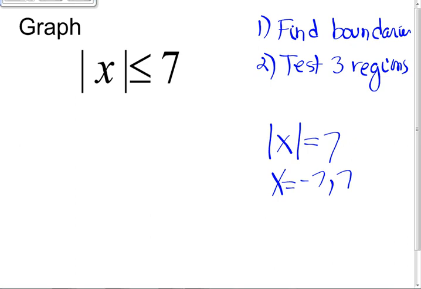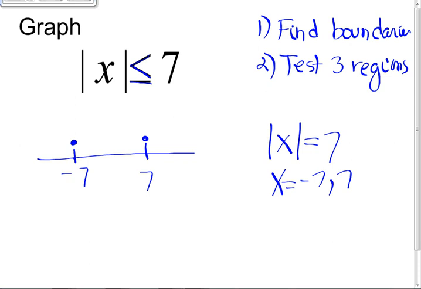It's much easier. Where's the boundary? It's at -7 and 7. Do I get to include the 7s? Do I get to include this? Yes. Why? Because it's less than or equal to. Just think what it says. It says less than that number or equal to it.